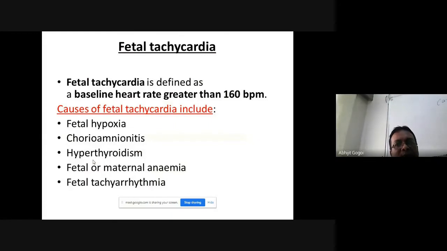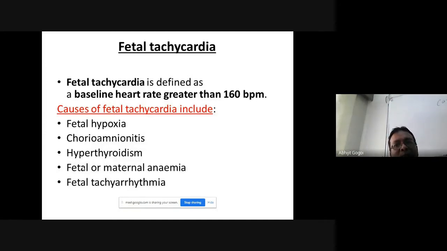If the fetal heart rate is more than 160, then we call it fetal tachycardia. In tachycardia, the fetal heart rate is increased. Whenever the fetus is in stress, the heart rate will increase. Any condition of increasing fetal stress, like low oxygen or low blood supply, fetal hypoxia, chorioamnionitis, or uteroplacental insufficiency. When there is low oxygen or low blood coming to the placenta and the fetus is having hypoxia, that is a compensatory mechanism, and the heart rate will go up.